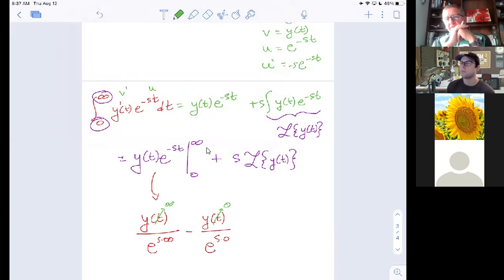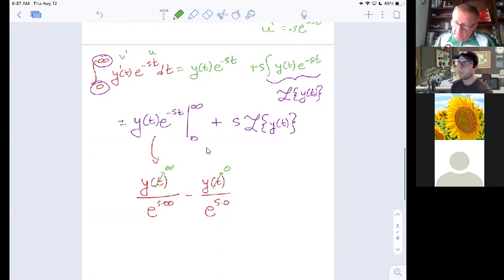So the question is, what happens to the one on the left? Part of me wants to say, well, doesn't this just become some number over e to the infinity, which then means it's on its way to 0?